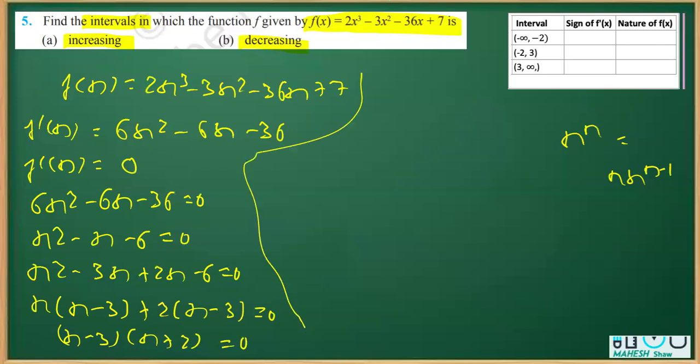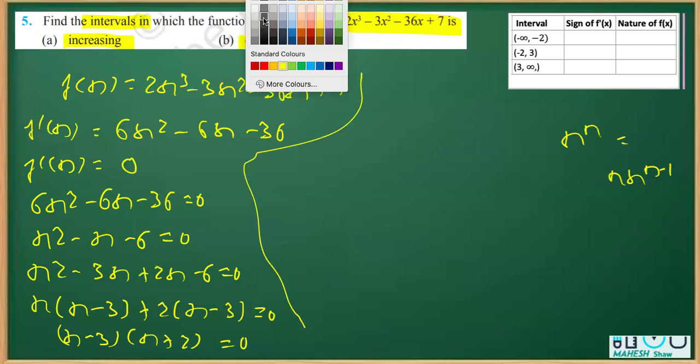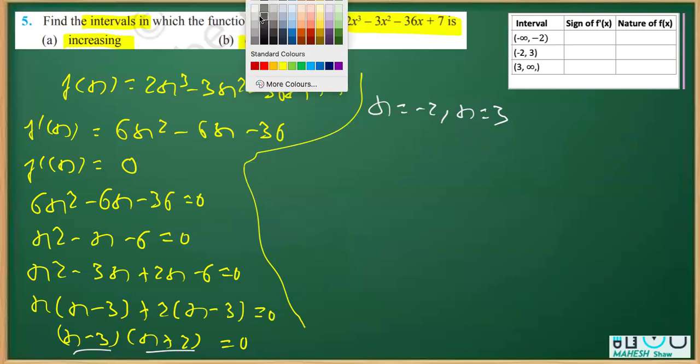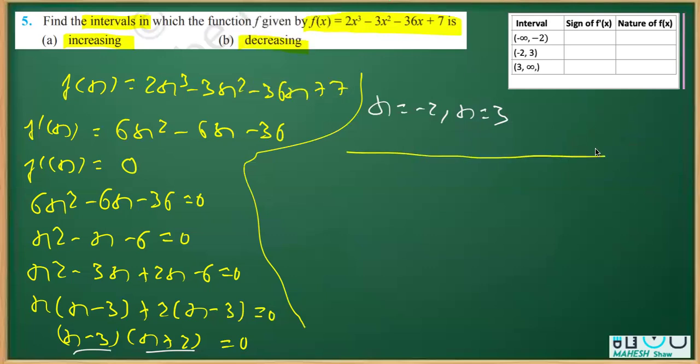So we get to know that we have two factors of x here, and these are the turning points. Equating this with 0, we got x is equal to minus 2, and equating this with 0, we got x is equal to 3. The next thing that we do is to draw the number line. I made a number line here, this representing negative infinity, this representing positive infinity, and in between we have minus 2 and positive 3.